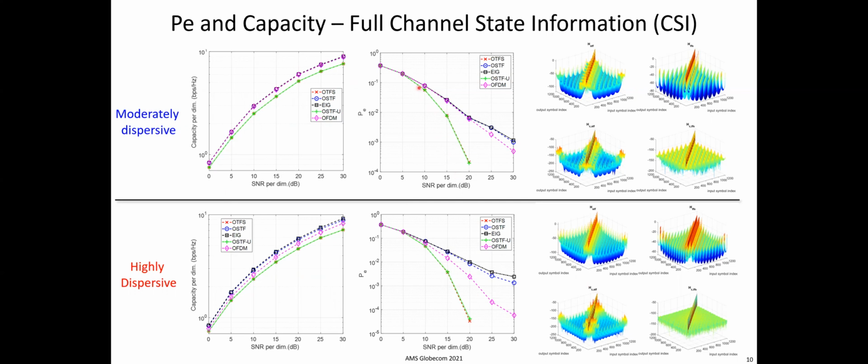In probability of error, we see the opposite behavior. OTFS or OSTF-U give much better performance. OFDM is next, and then eigen and OSTF have in some ways the worst probability of error performance. And in the highly dispersive channel, this gap increases. OFDM also separates from OSTF, and its probability of error comes somewhere in the middle. And overall, it's going down because there's more diversity in the system.